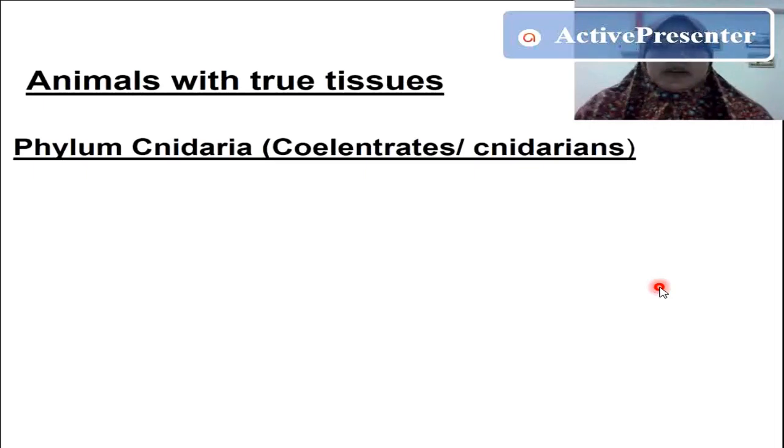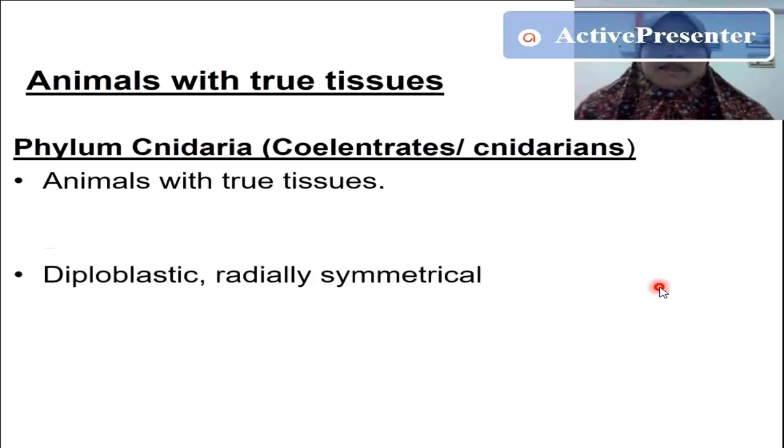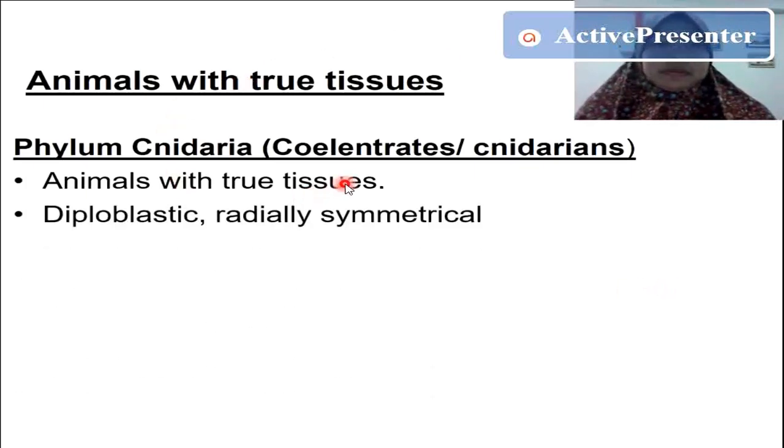Okay, so next I will continue with the next phylum. Remember the first phylum that we discussed earlier is Phylum Porifera. Next after Porifera is the Phylum Cnidaria. The animals in this phylum, we call them cnidarians or coelenterates. Cnidarians are made of tissue.